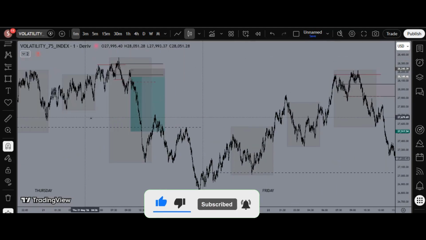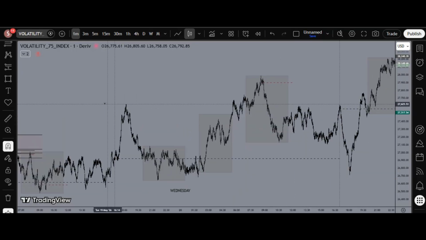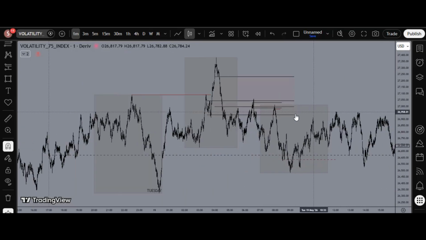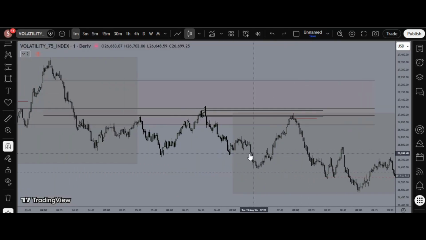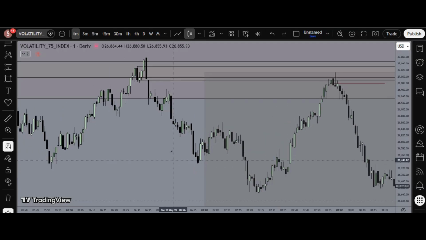Remember I told you breaker block is our setup. Entry is also a breaker. Now look at this. Very simple strategy. You can use it to make money consistently. Now what did you see here? This is our breaker. That's our entry.